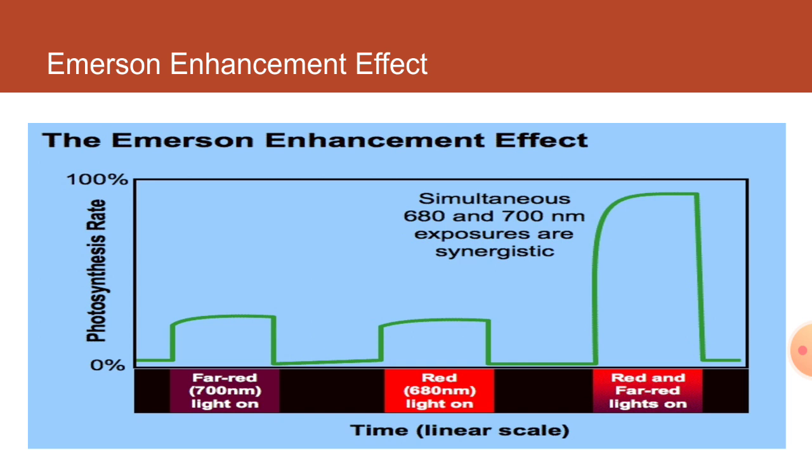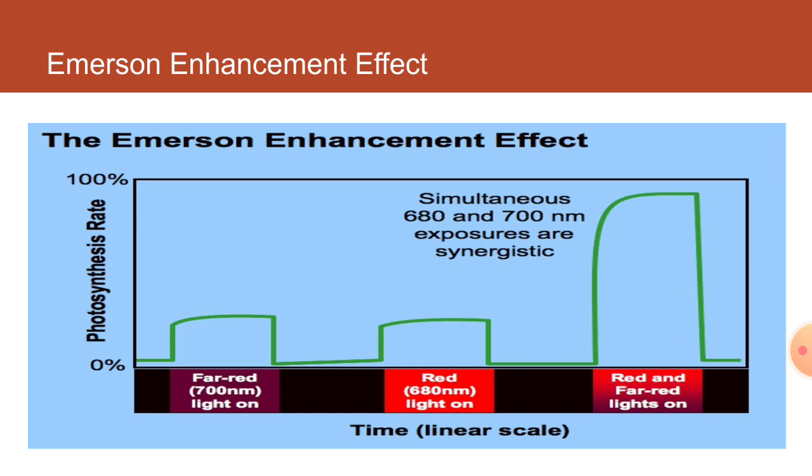So, in a single sentence, we can say that Emerson enhancement effect was an experiment actually done by Emerson. By this experiment, the world has come to know the presence of two photosystems in the plant body. Now they are known as photosystem 1 and photosystem 2.